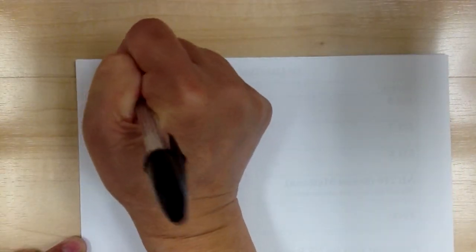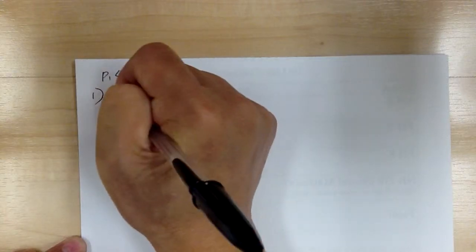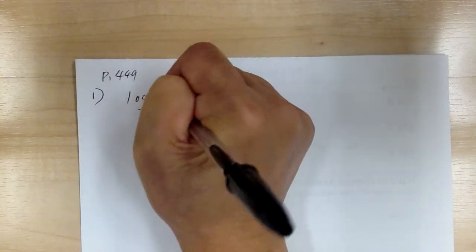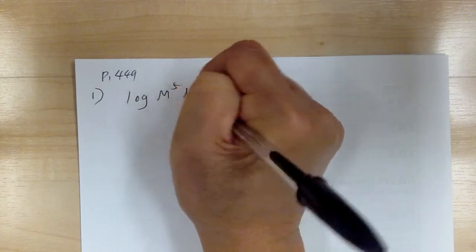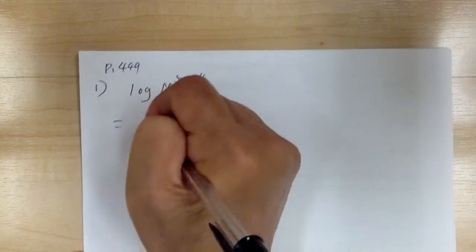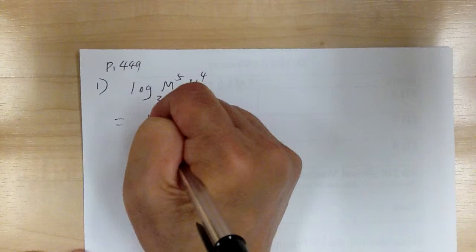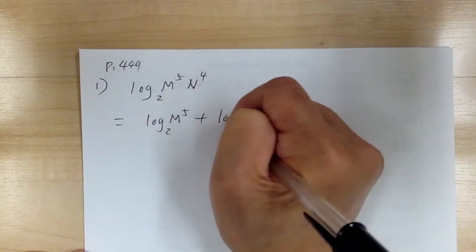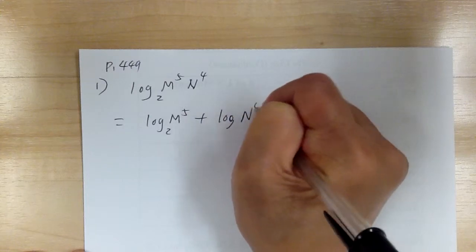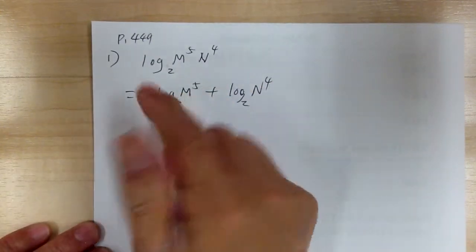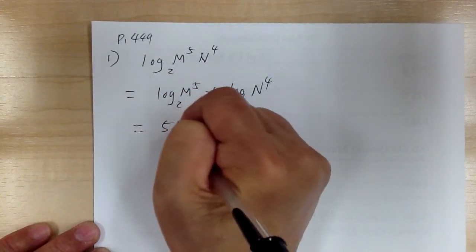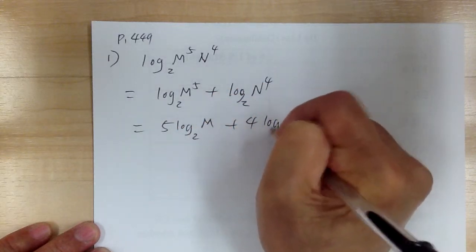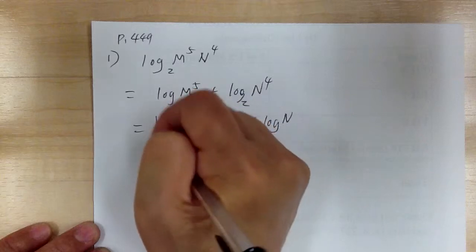Let's go to page 449 and start with number 1. You have log of m to the 5 n to the 4 base 2. So this one you can go and separate first. After that, bring down the exponent to the front. And that's it for number 1.